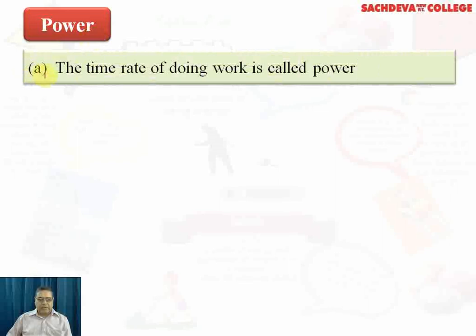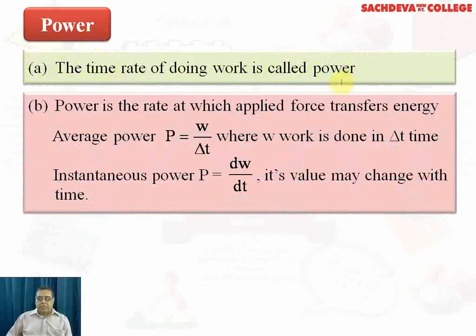Another important thing about power is its unit, which is joule per second, or Newton times meter per second, since velocity is in meter per second. Now we come towards the main context. The time rate of doing work is called power. The practical unit of power is mainly horsepower, and 1 horsepower is equivalent to 746 watts.